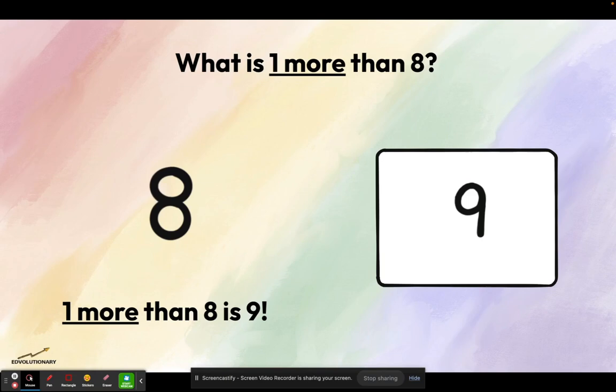And again, we want to continuously reinforce the language and the connection between one more and plus one. We've already established the rest of the week.